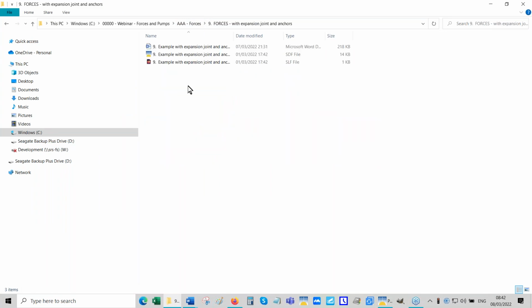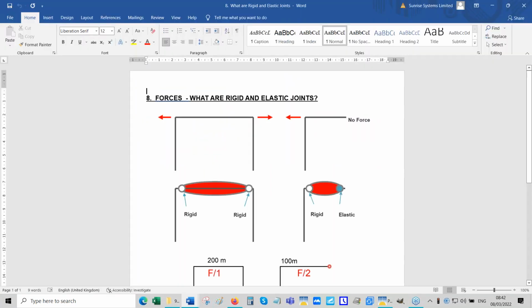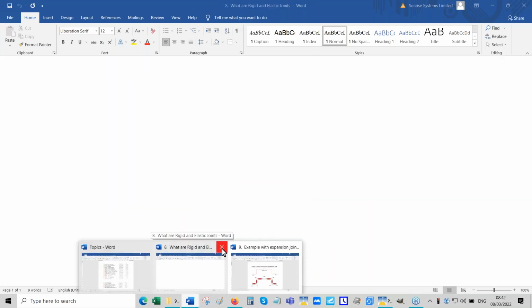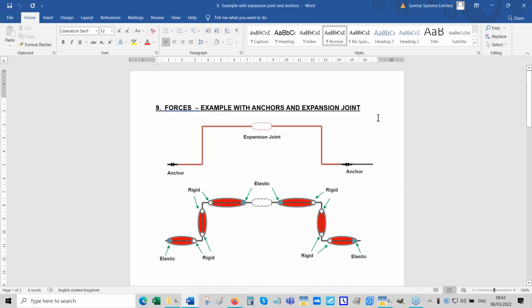Let's take an example. Here, you can see an anchor. Don't forget that the force applied by the anchor is an external force. We cannot consider that because the restraining force of the anchor depends on many things, which have nothing to do with PIPENET.